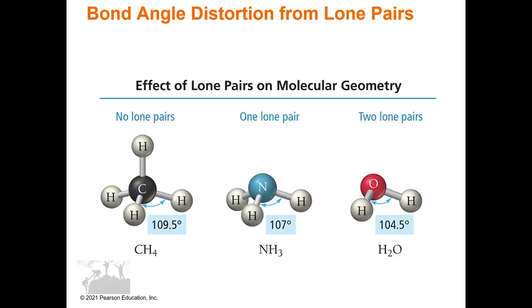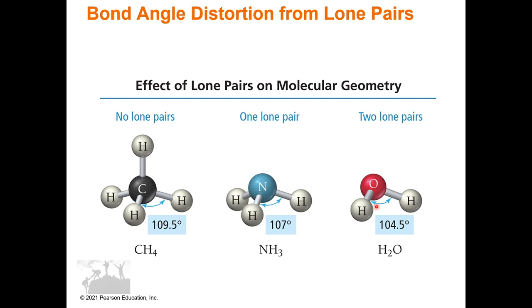Here, this is a very nice picture showing the effect of lone pairs on the bond angles. So here with CH4, it has a molecular and an electron geometry of tetrahedral. When you take away one of the bonds and add a lone pair, we now have trigonal pyramidal for NH3 as the molecular geometry. And for water, H2O, we have two lone pairs. And take a look at the bond angle here. It's even smaller, 104.5 degrees. And this has a bent molecular geometry.